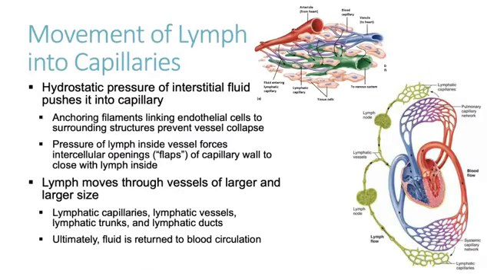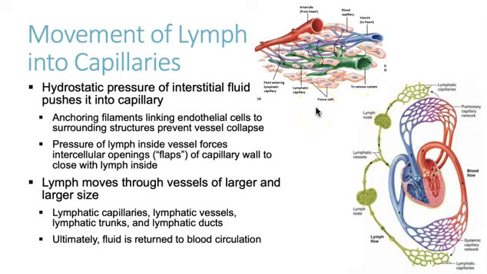Now, in order to get that fluid into the lymphatic capillaries, we use the hydrostatic pressure of the interstitial fluid, and it essentially pushes its way into those flap valve-like areas. And the pressure of the lymph inside the vessel forces these intercellular openings that we call flaps of the capillary wall to close, so that once the lymph gets inside that capillary, it's almost trapped and it has to move in the direction of the flow that we want, back toward our veins of the heart.